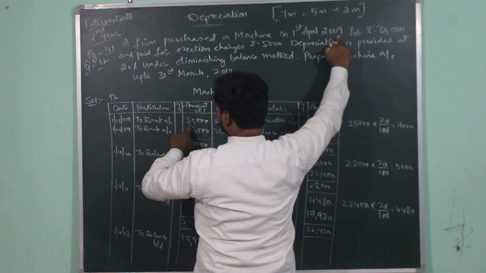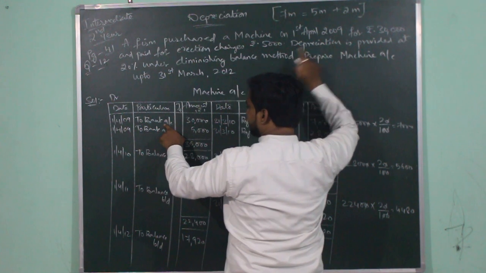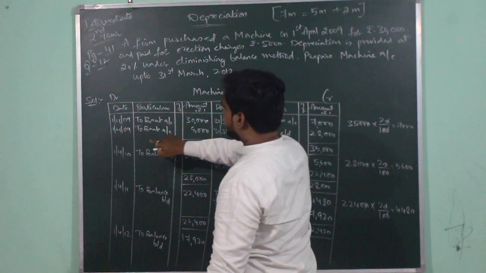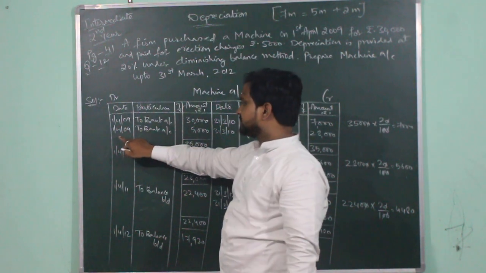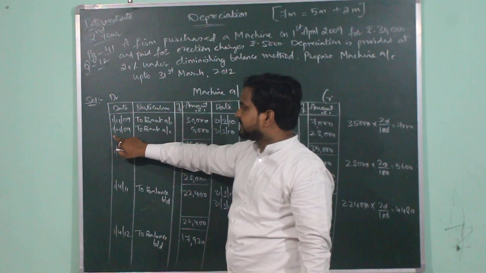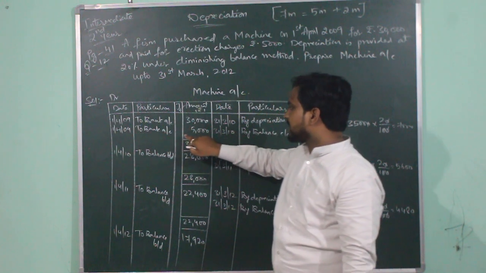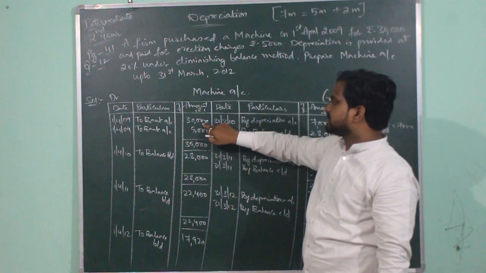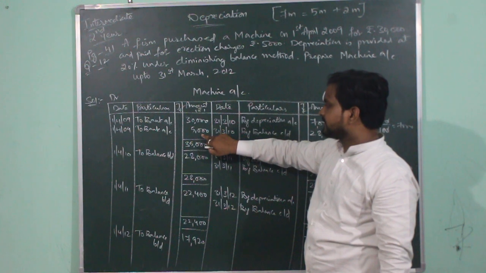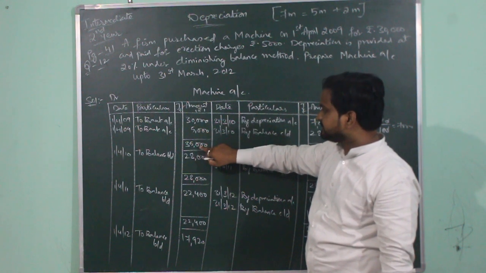The firm is spending rupees 30,000, so it will be recorded as to bank account 30,000. Also the firm has paid 5,000 for erection charges on the same day, so the date will be the same, 1st April 2009, to bank account 5,000. So 30,000 was the cost price of the asset, and 5,000 they paid for erection charges. So the cost of the asset becomes 35,000.